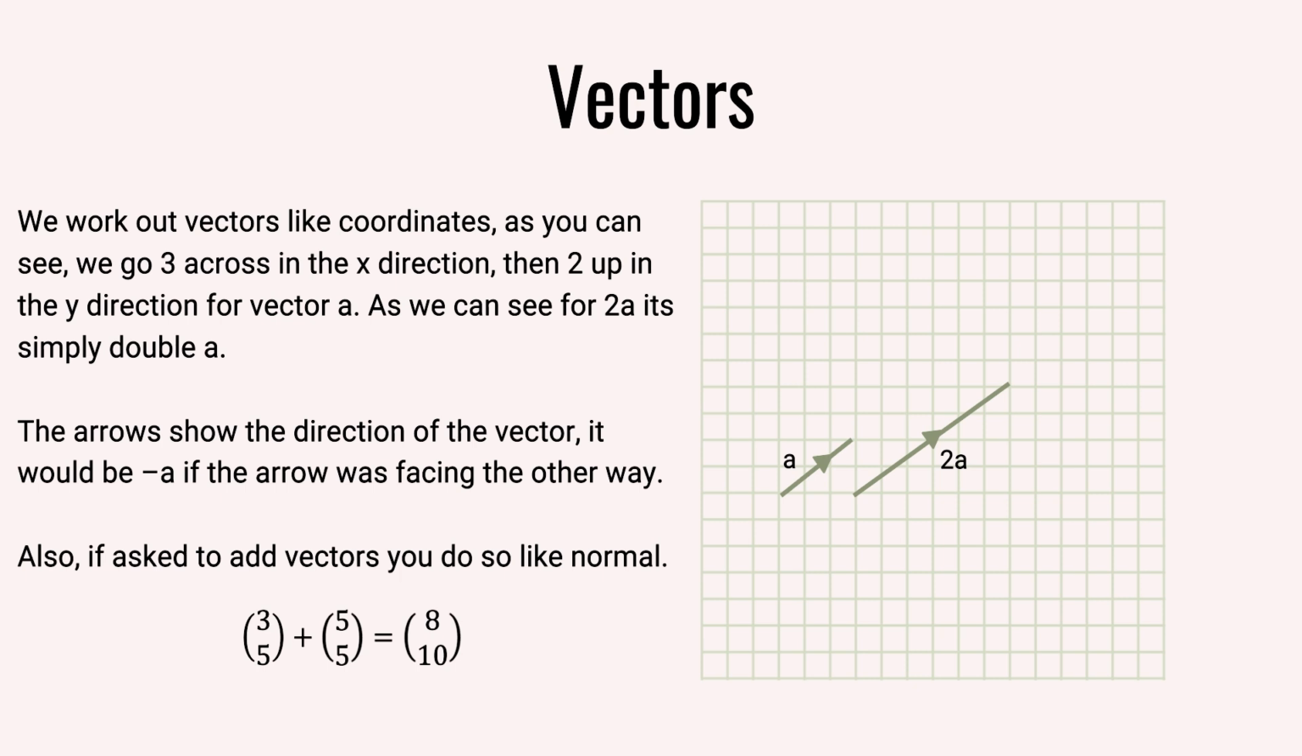So you're going to have to know when to go in the direction of the vector or go against the direction. Also, if we're asked to add vectors or minus vectors, we simply do it like you would normally do with numbers. So here we can see the vector (3, 5) plus the vector (5, 5) would equal the vector (8, 10).